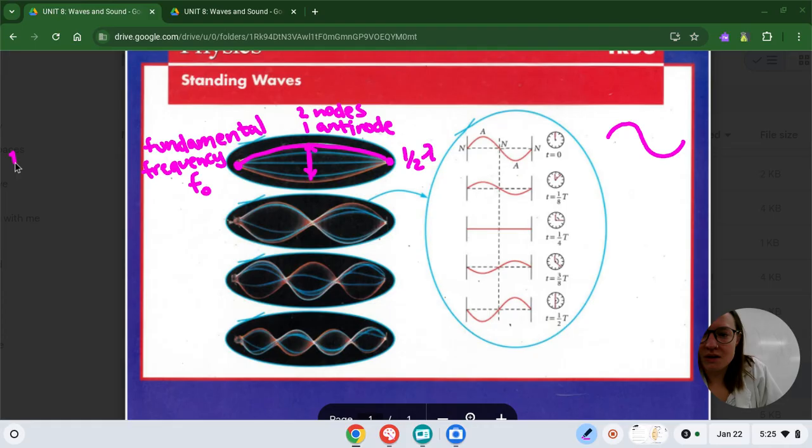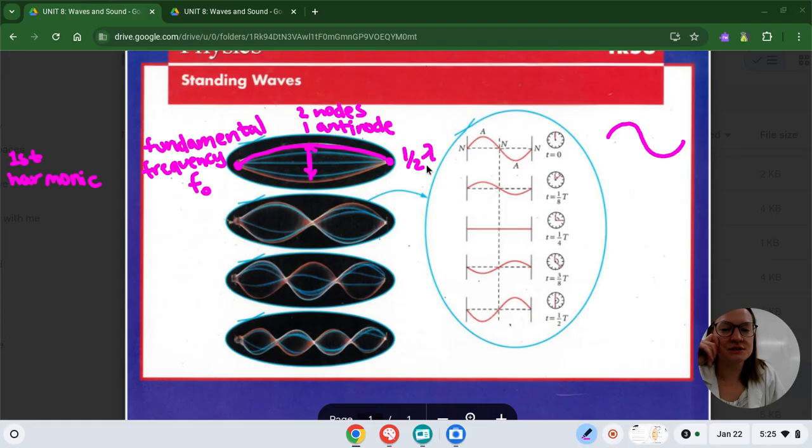But you can use these two terms interchangeably. You can either call it the fundamental frequency or you can call it the first harmonic. It's that frequency at which you get the first resonance frequency. It's that first standing wave with two nodes, one antinode, and half a wavelength.